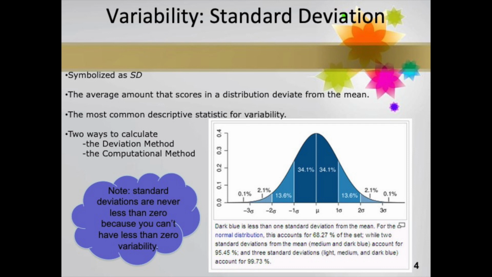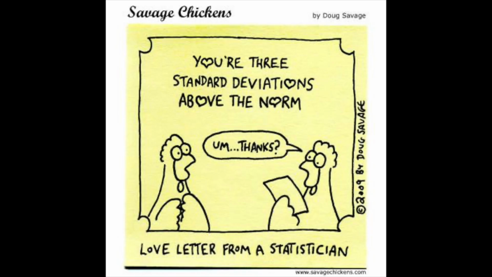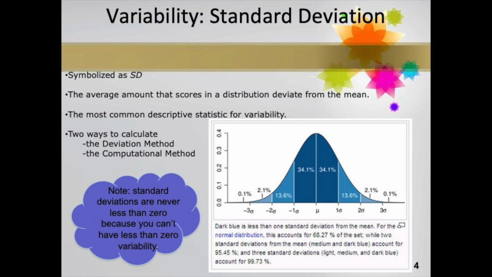And you can see there's a percentage inside of those dark blue portions, and that percentage says 34.1%. So 34.1% of the people scored between the mean and one standard deviation. And then also 34% of people scored one standard deviation below the mean. Okay, so what we're able to figure out is how many standard deviations people are away from the mean. So you could see people can be plus or minus 1, 2, or 3 standard deviations away from the mean.